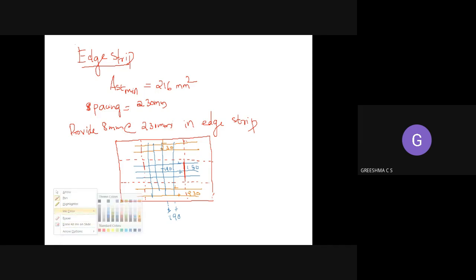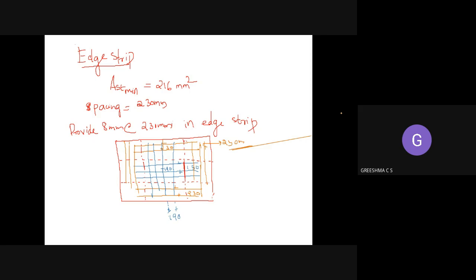In the edge strip you have followed the same pattern. These are the edge strips. You have provided reinforcement like this, and after that like this, at a spacing of 230 mm. So the main reinforcement required for the slab that we have provided is over.